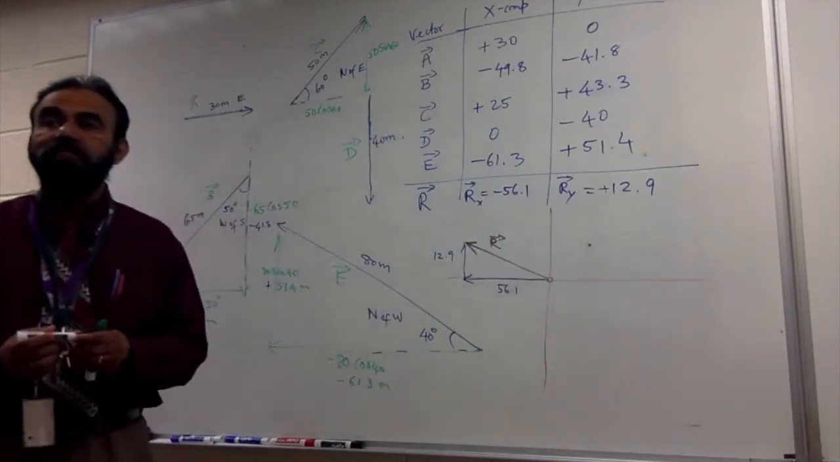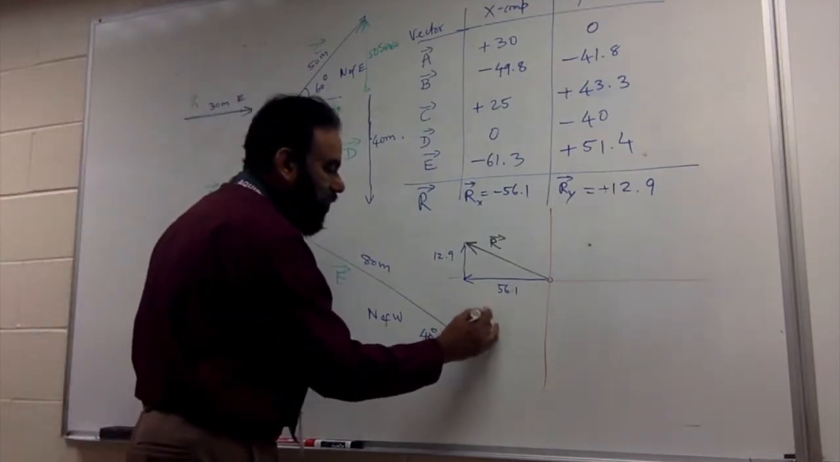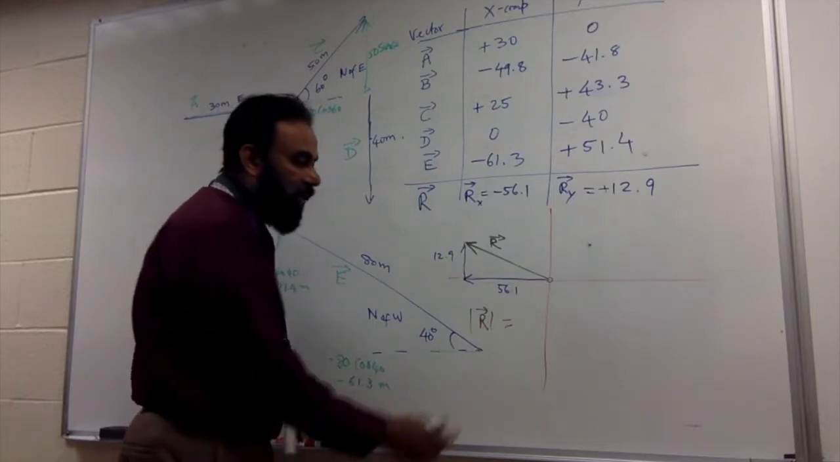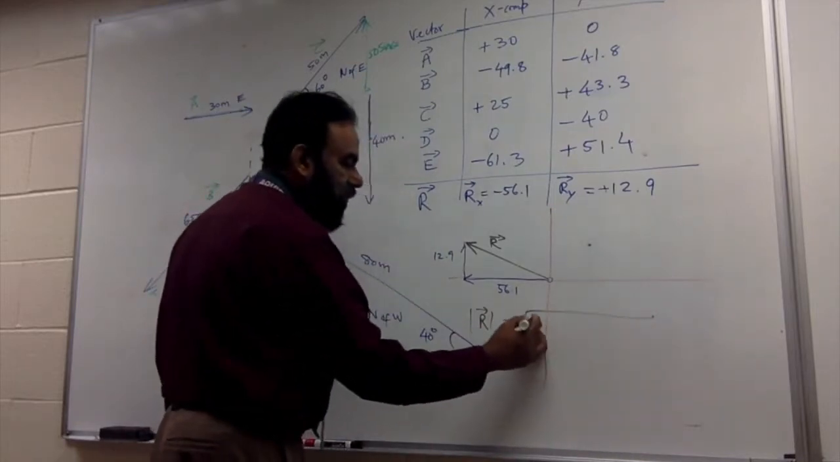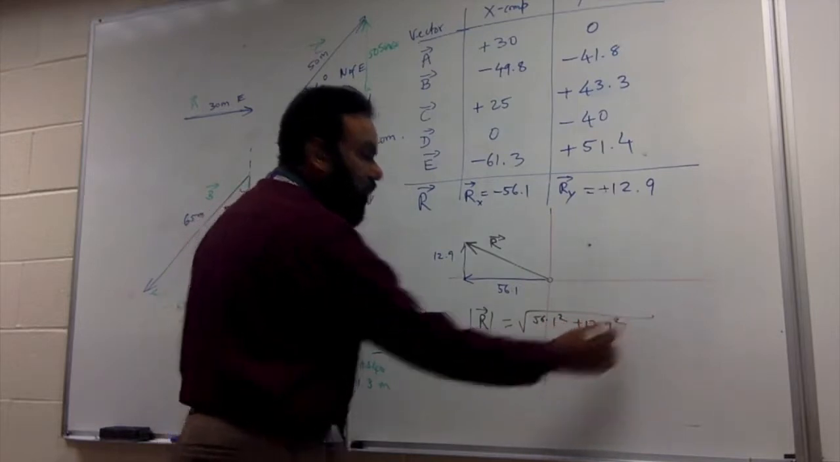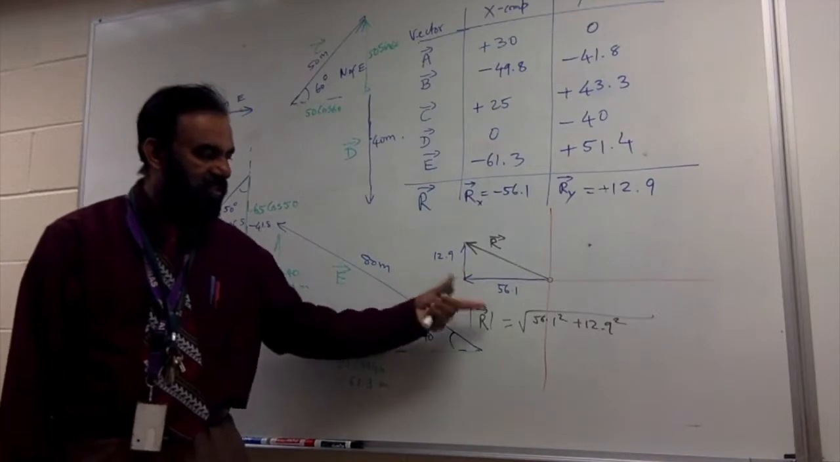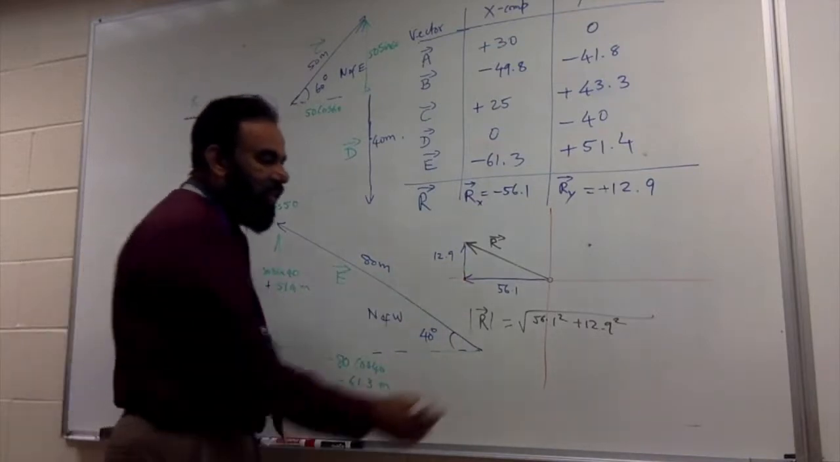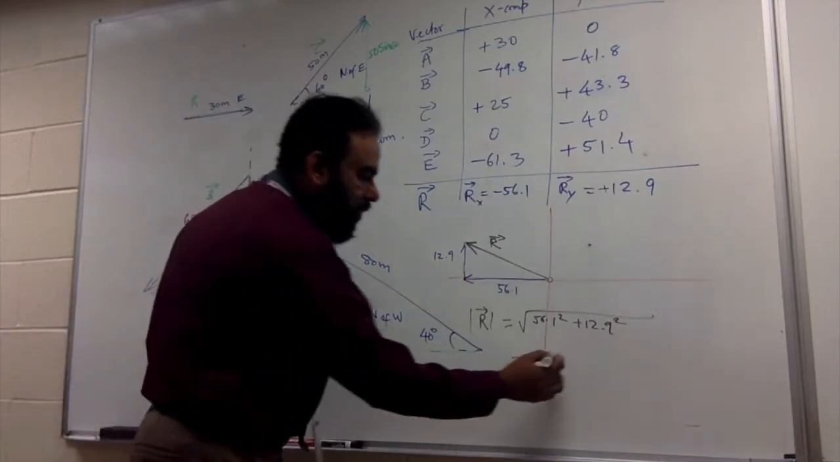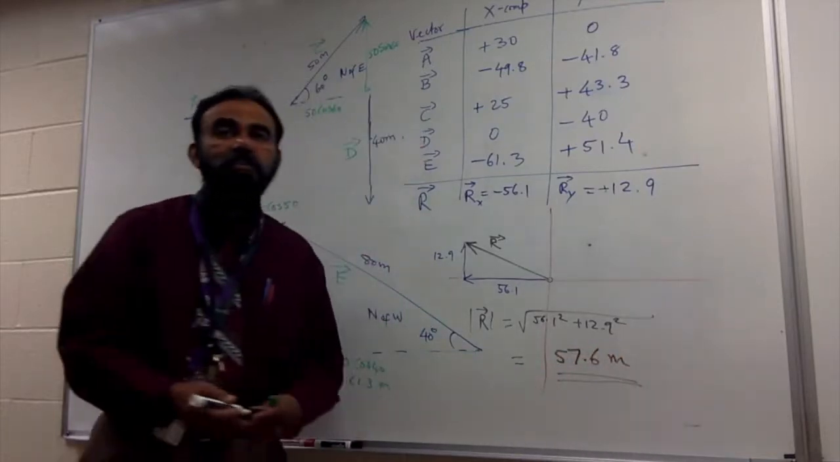And that is the resultant. How do you find it out? Do it. So R, the magnitude of R, is the square root of 56.1 squared plus 12.9 squared. Remember, I'm not using any minus signs anyway. No need to use any minus signs. Just look at that triangle. And how much is this? 57.6. 57.6 meters is my final displacement.